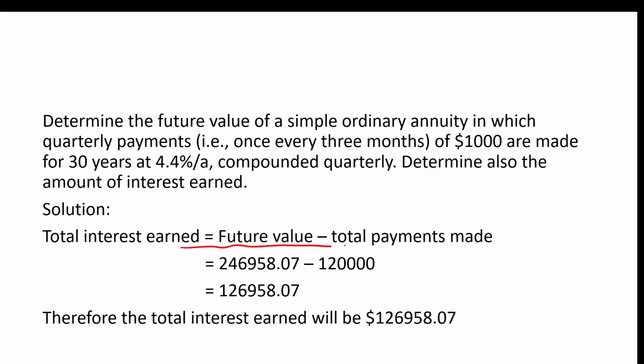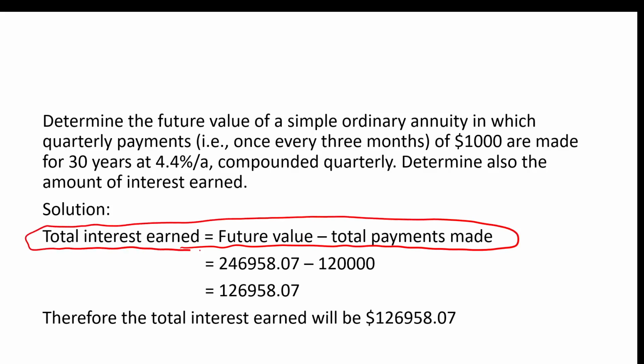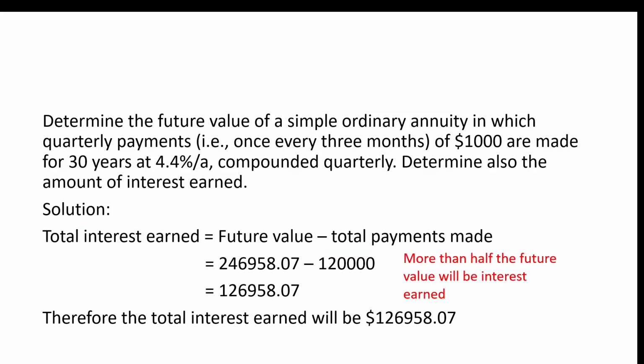This is, if you like formulas, hopefully this makes sense to you. The total interest earned is the future value minus the total payments made, which in this case is $126,958.07. Notice that that's more than the actual money that went in. So if you're clever, you can get this compounding interest in your life to work in your favor.